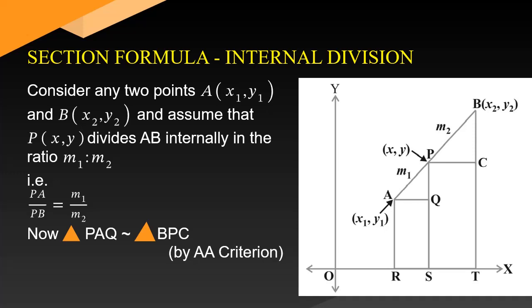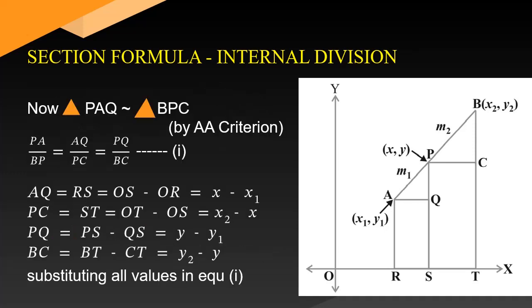Now, closely observe that triangle PAQ is similar to triangle BPC by the angle-angle criterion, isn't it? Now, as the triangles are similar, the sides are in proportion, that is PA upon BP equals AQ upon PC equals PQ upon BC. Say it is equation number 1.